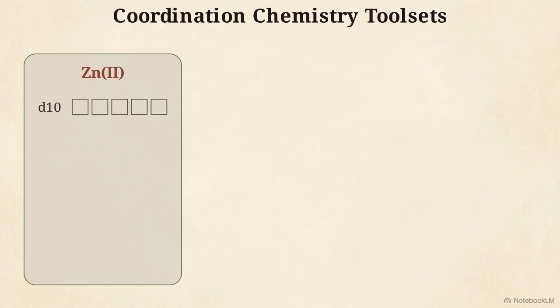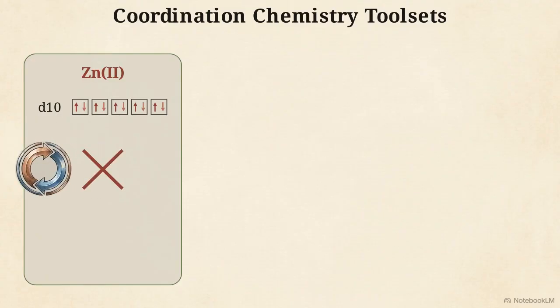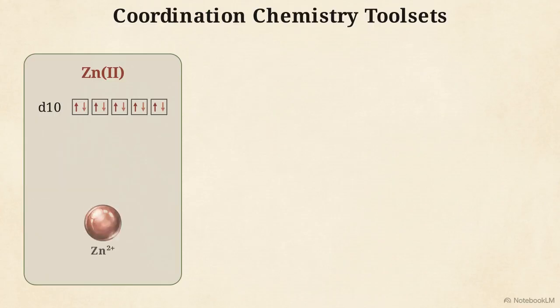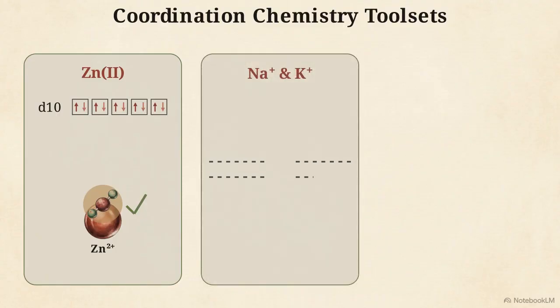Take zinc 2+. Because it possesses a completely filled d10 configuration, it lacks the empty orbitals required for electron transfer. This precludes it from performing redox chemistry, restricting its biological role to structural support, or acting as a Lewis acid in hydrolysis. We see similar logic with other elements.